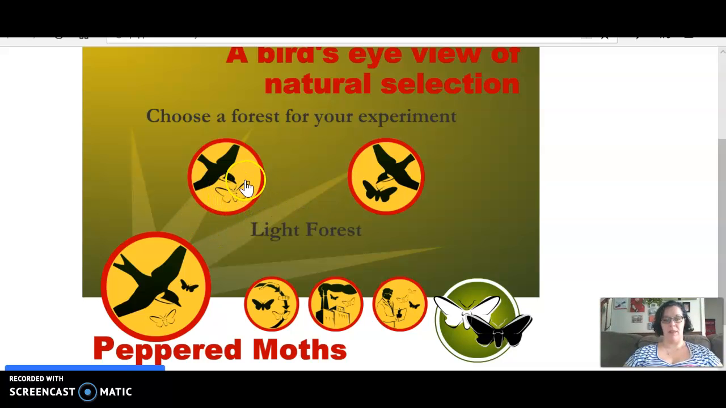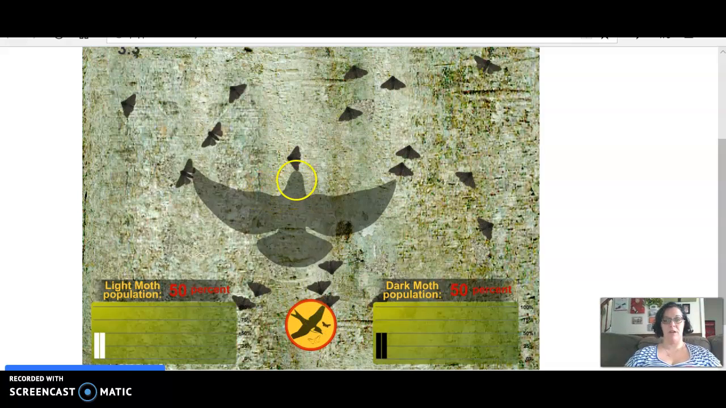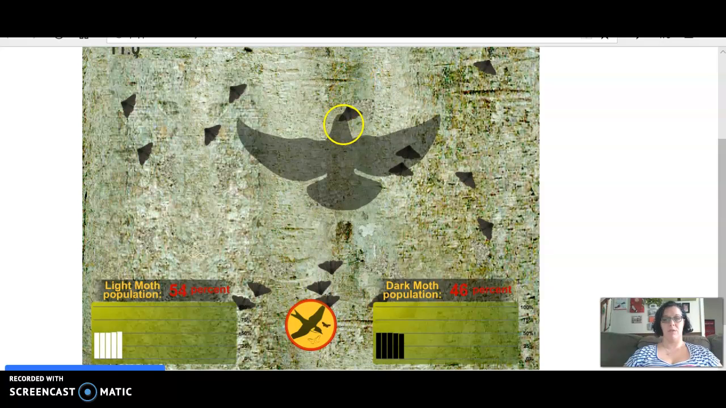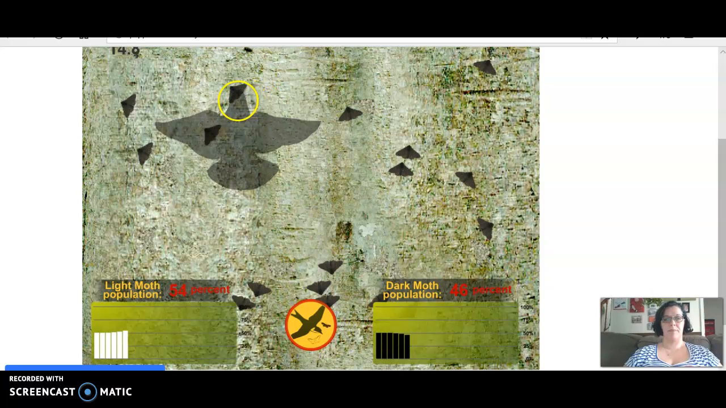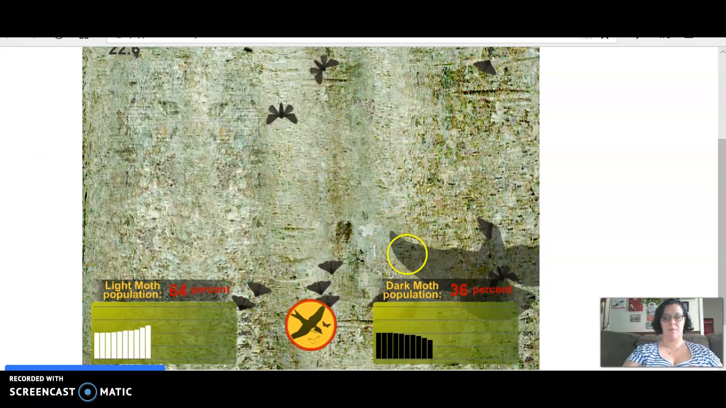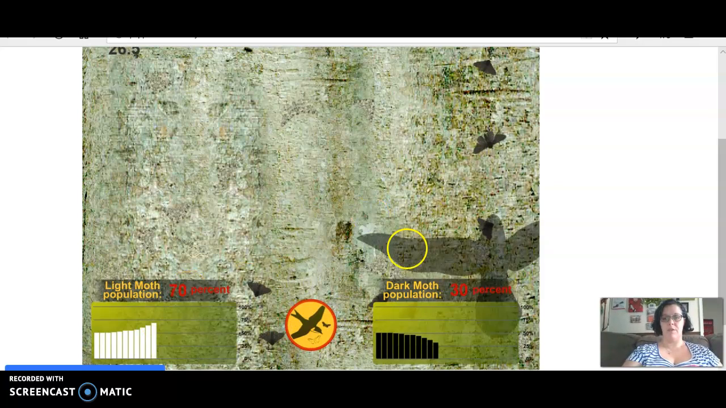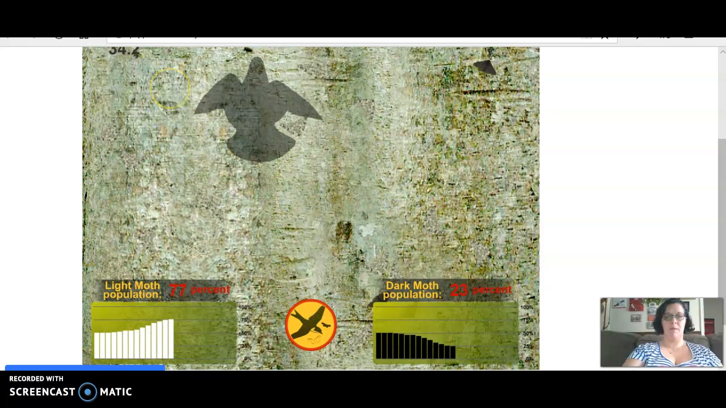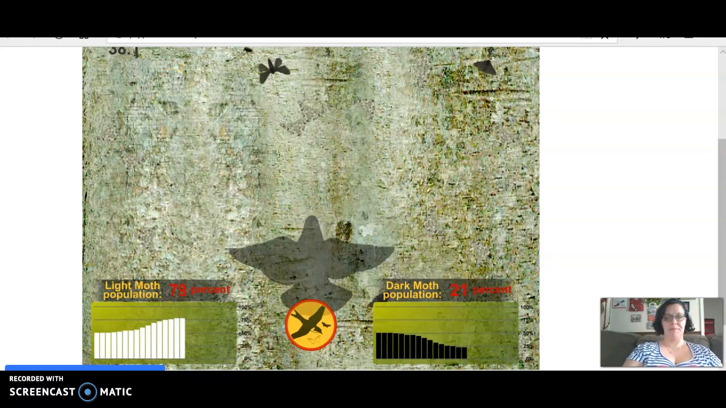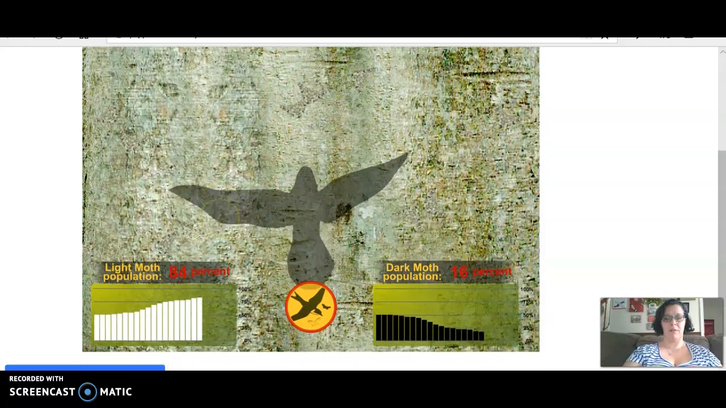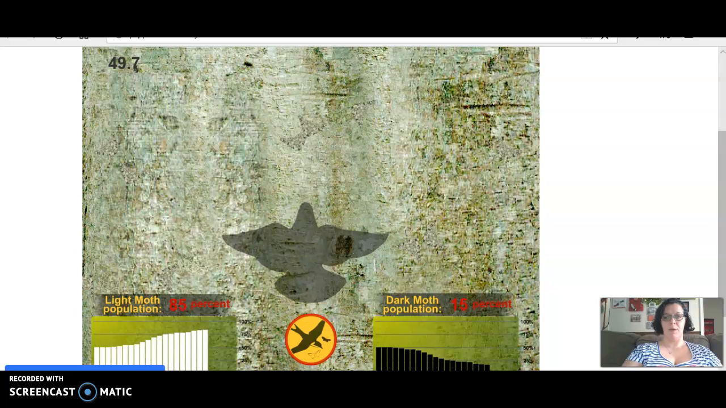With the simulation, you can choose a light forest or a dark forest. I'm going to go with the light forest to show you an example. So here's the simulation, and you can click on the moths that you want to eat. And you can tell that I'm catching a lot of dark moths, but not many white moths because I can't really see them. I'm pretending I'm a bird. So I'm trying to eat as many moths as I can in the time that is given to me.